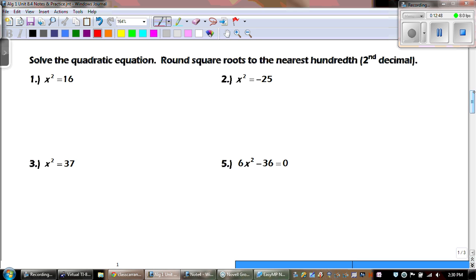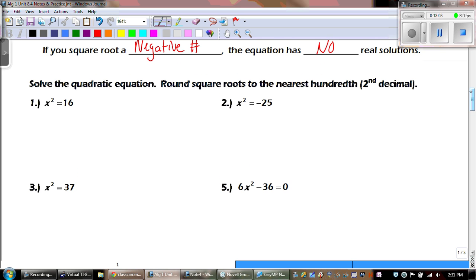So we have to solve the quadratic equation, and it says to round square roots to the nearest hundredth. So we said there are two ways to solve. And the two ways to solve is one is by factoring, and two is by using inverses, the SADMAP.